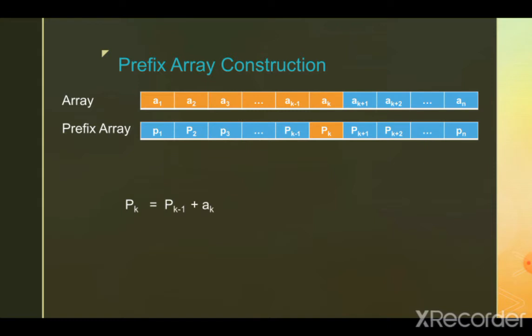So in general, any array element of a prefix sum array can be expressed as summation of its previous value in the prefix sum array plus the value in the original array. So pk equals pk minus 1 plus ak. Now this recursive definition of the prefix sum array is very useful for constructing the elements of the prefix sum array.